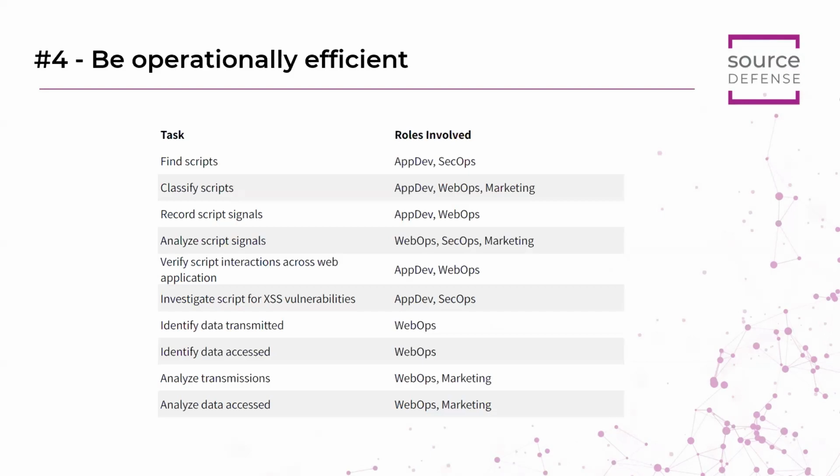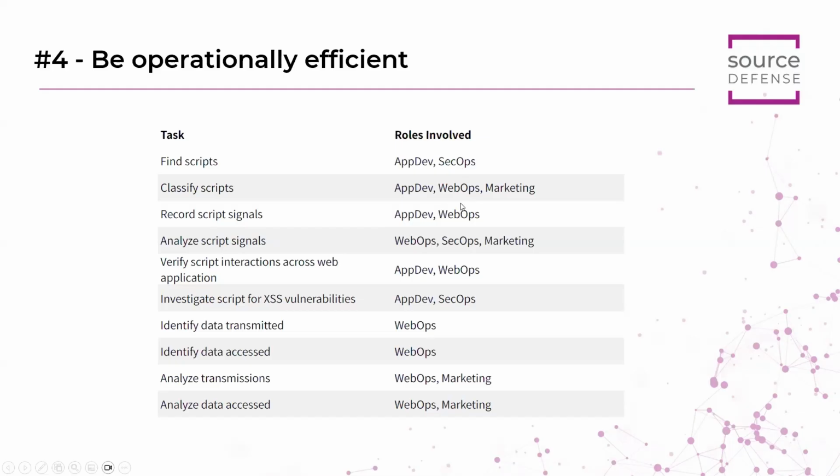I'll give you a look at what we found in terms of operational efficiency, and the comparison to some of the homegrown stuff that people have done, versus using a solution like Source Defense. When you look at identifying scripts, you'll bring in app development, probably SecOps, for script identification. You'll probably have conversations inclusive of marketing or e-commerce teams, however you define them inside your organization. How do you classify them? You're going to have multiple groups involved: app dev, web ops, marketing.